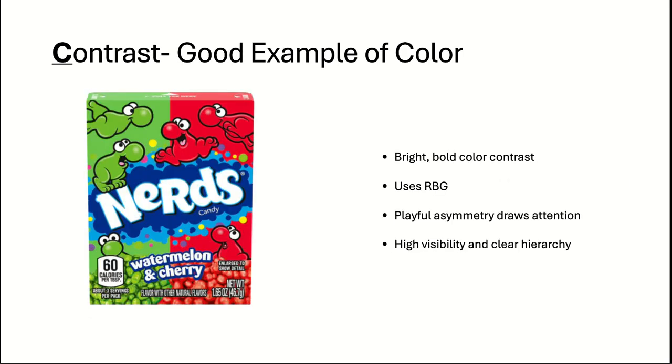Then we have a good example of color. So it's very bright, bold contrast. It uses the RGB, the red, green, and blue. It has playful asymmetry, which draws attention. It's high visibility and clear hierarchy.